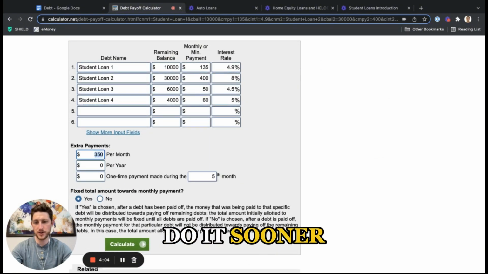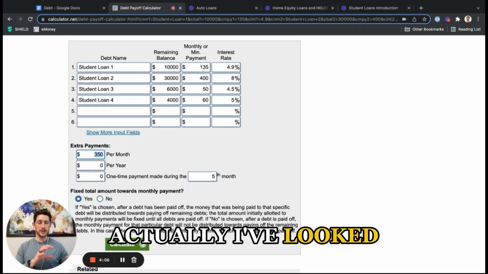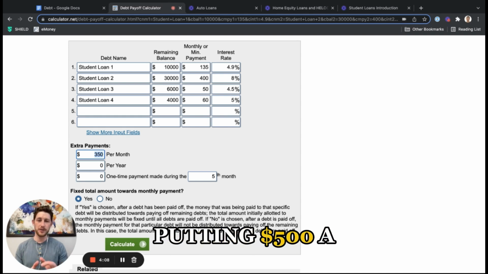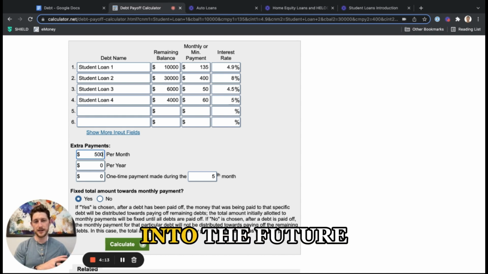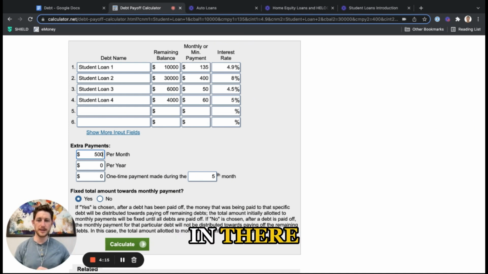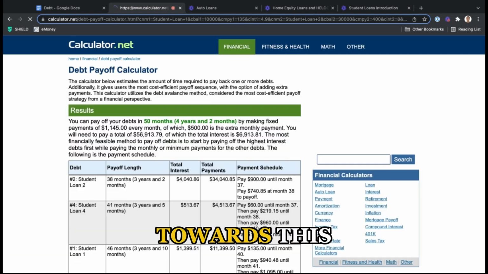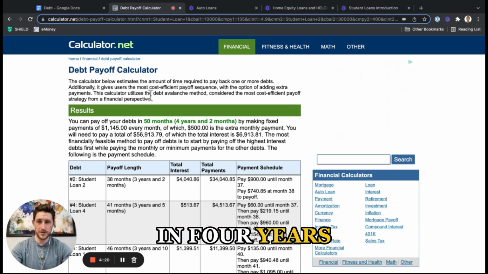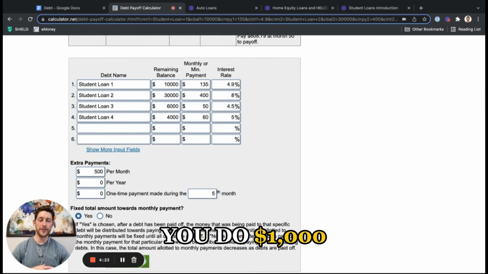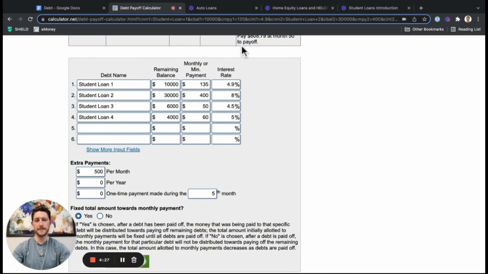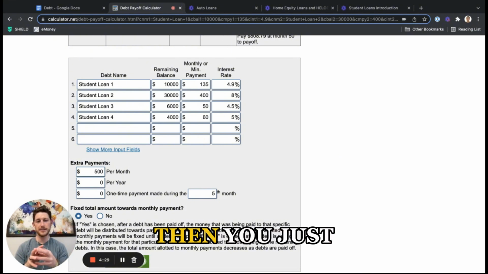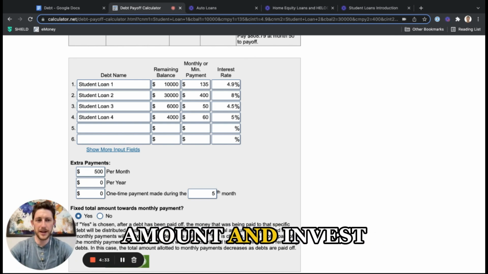Let's say you want to do it sooner and you're like, hey, actually, I've looked at everything and I'm okay putting $500 a month on this. I'm still able to invest on the side into the future ratio. I still have some good money in there, but I want to throw more towards this. Then you're done in 4 years. And again, maybe you do $1,000 initially until this high interest rate one is paid off. And then you back off, right? Then you just only do 500 extra a month and you peel back the extra amount and invest it.